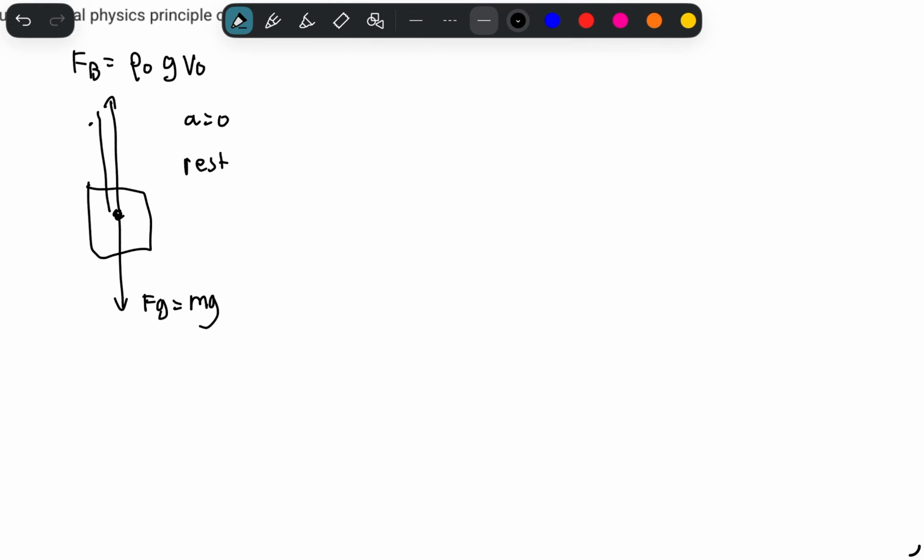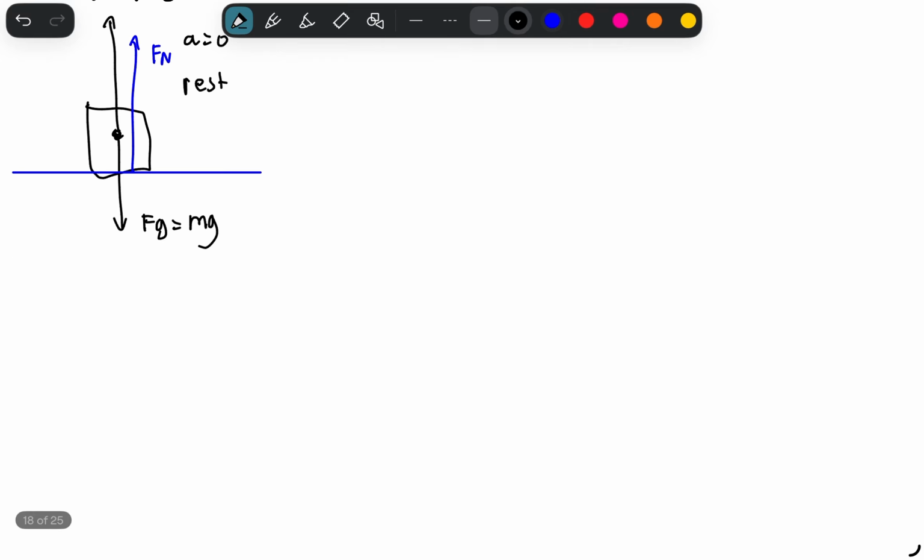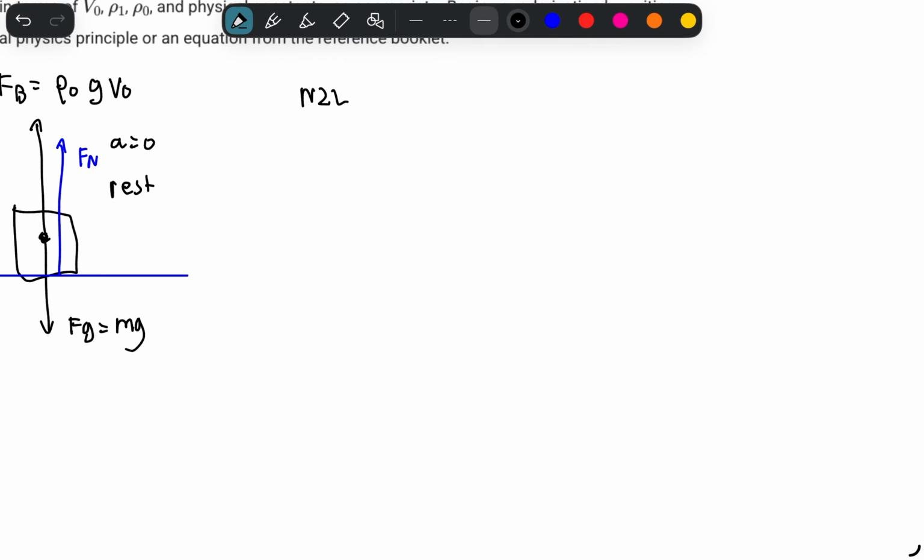and a normal force on the cube acting up at the point of contact, which is going to be on the ground, Fn. This is the floor. Now we can use Newton's second law. We only have vertical forces, and let's make our upward direction positive. So since we have our cube at rest, we can say that we have a_y equal to 0.